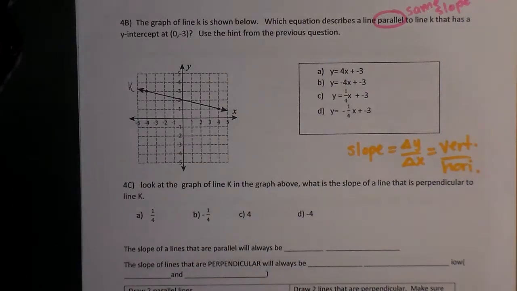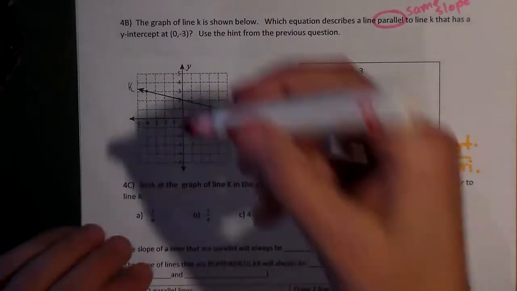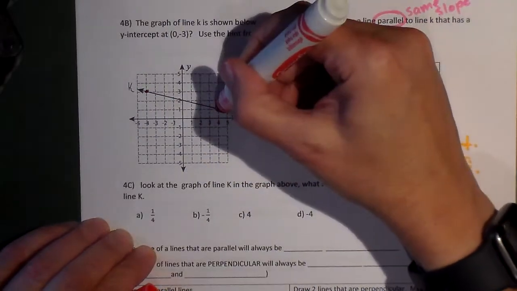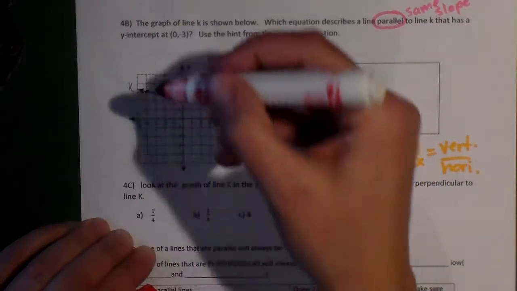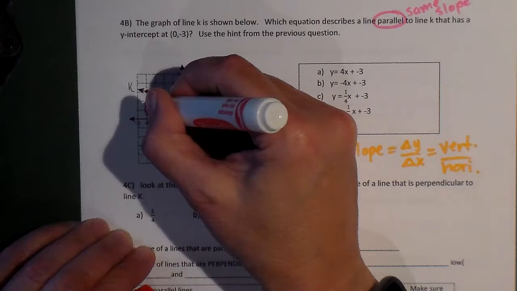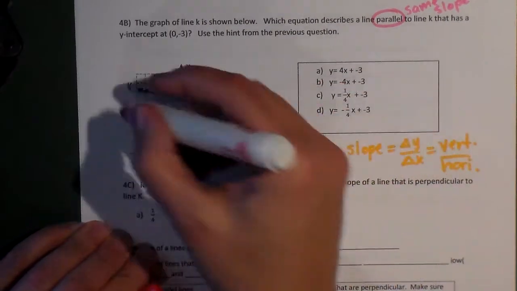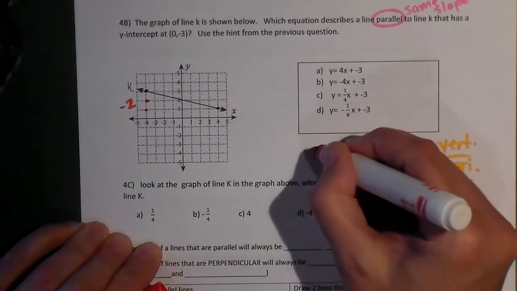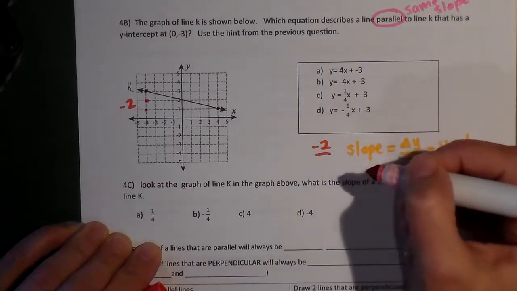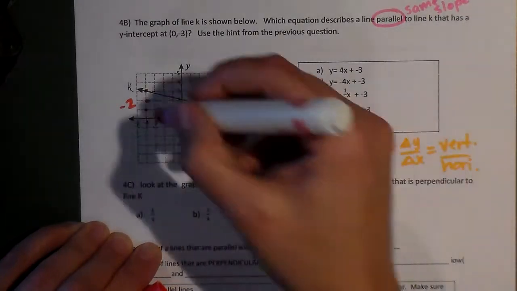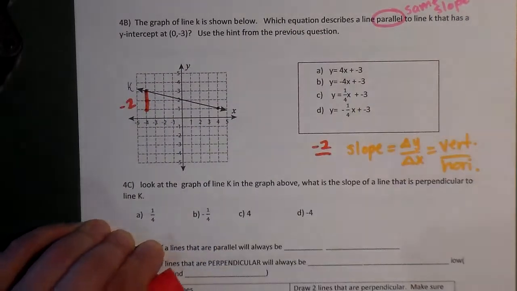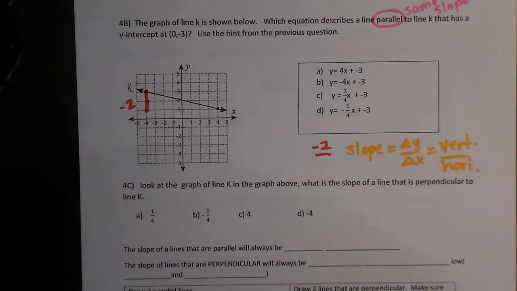So if I look on my graph, let's do my vertical change. I'm going from this point to this point, okay? Now, in this one, I have to actually go down 2. So my vertical change is -2. I went downward. I went down 2. So that's a -2 change.